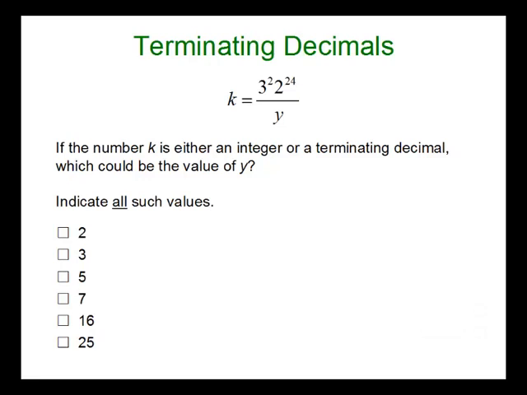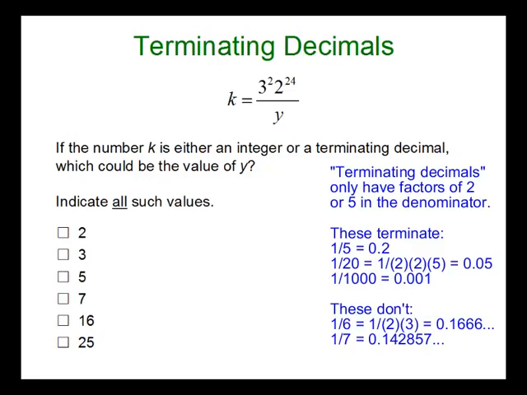All right, so we're asked about the denominator here, and it turns out the rule about a terminating decimal is that a decimal will terminate if, when you write it as a fraction, the fraction would only have factors of 2 or 5, or both, in the denominator. So some examples. Starting with fractions, 1 over 5 ends up being a terminating decimal, 0.2. 1 over 20 terminates as well.